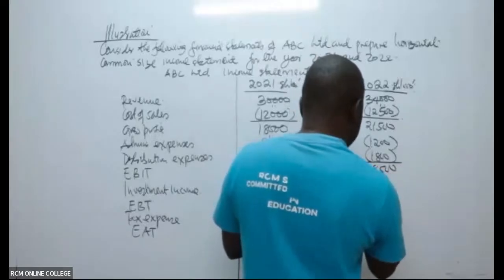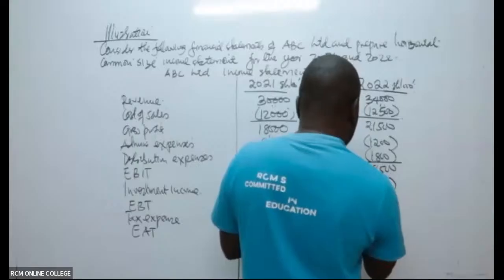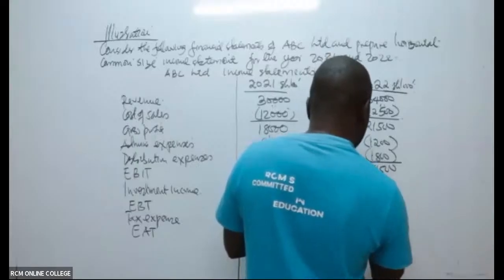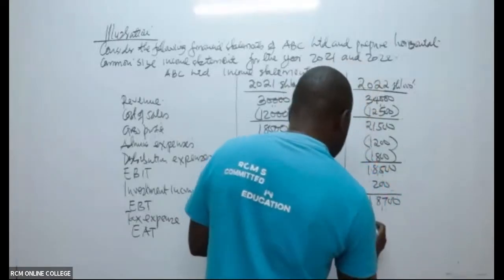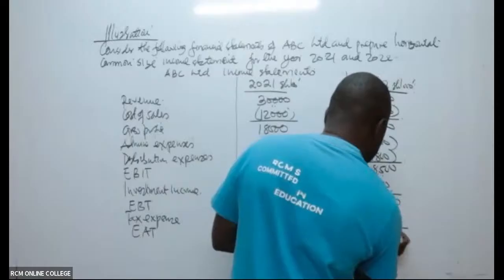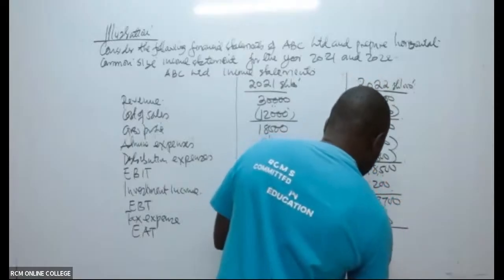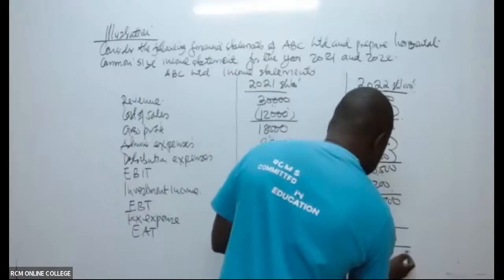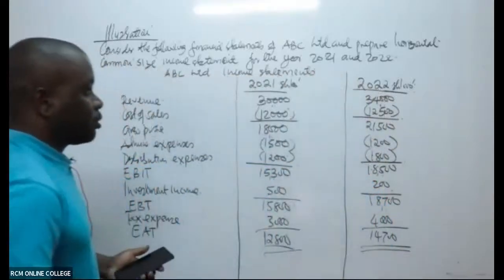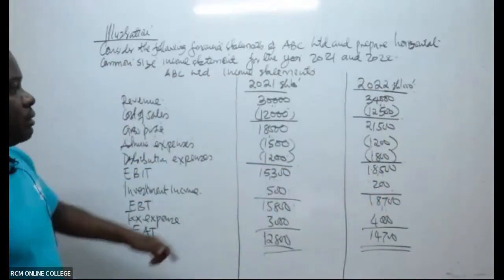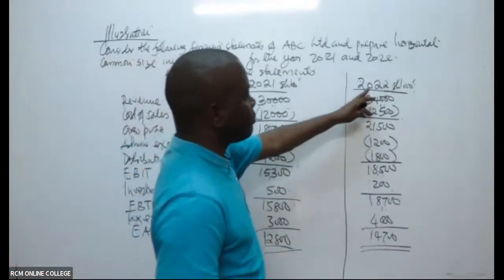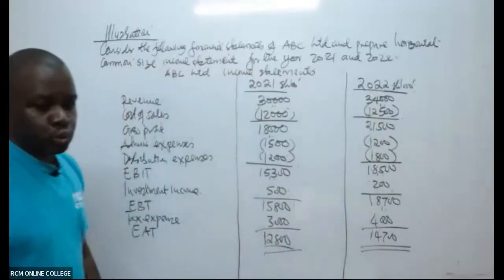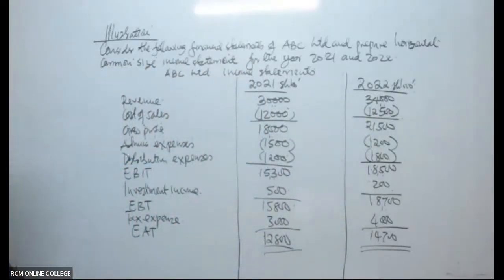This one is 200. Investment income is 200, so 18,700,000. Then the tax expense here is 4 million. So that gives you 14,700. So you can copy that. So these are the performance for the income statement 2021. These are the performance for the income statement 2022.